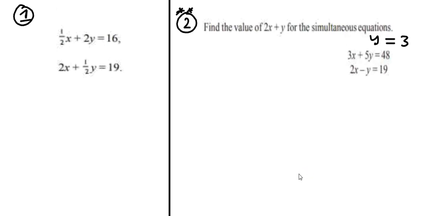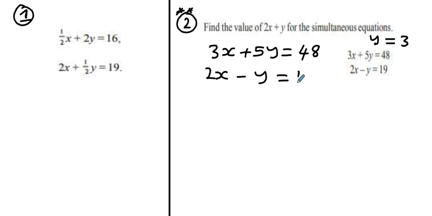Okay, now we already got the value of y. Now this time we are going to remove y. Let me copy the equations here: 3x plus 5y equals 48, and 2x minus y equals 19. Now I want to remove y to get the value of x. So check the numbers on y. We have 5 here, we have 1. Numbers on y are not the same, so make those numbers the same. 1 goes here, 5 goes here.